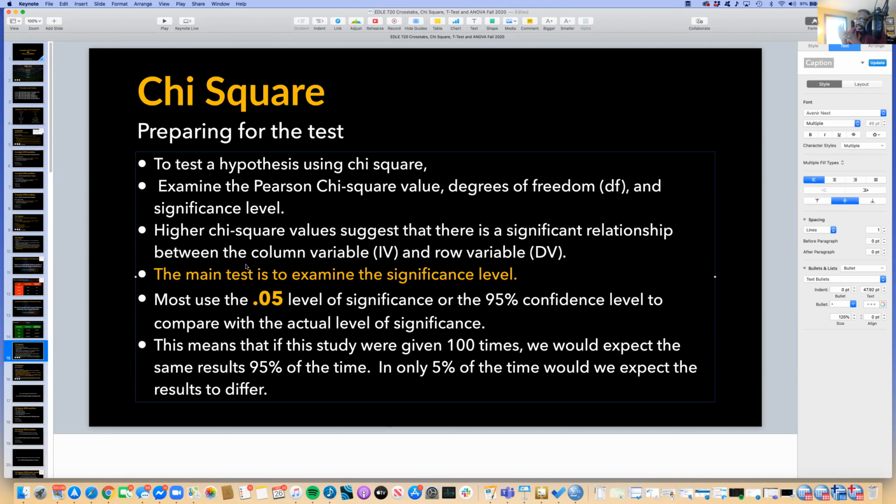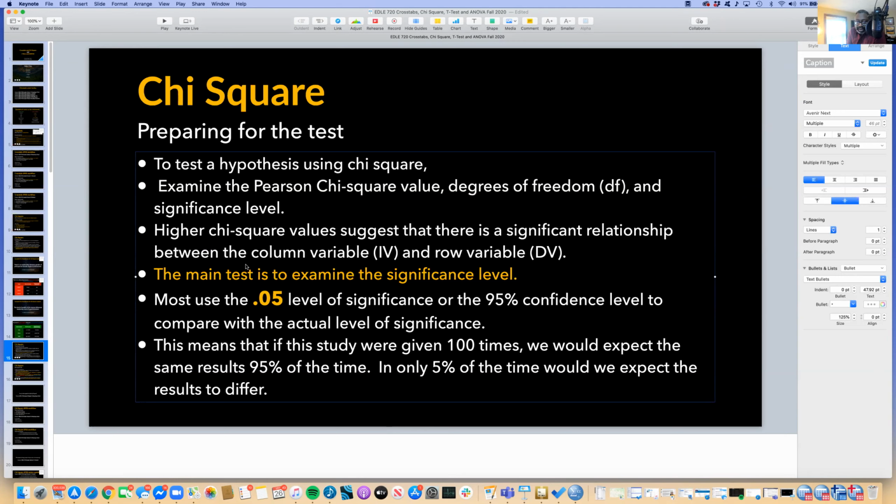is to examine the significance level, the p-value. That is the most important statistic in a chi-square test. Chi-square values are important, and higher chi-square values obviously indicate that there's a significant relationship. But none of that matters. You can have the highest chi-square value in the world, but if your significance level is above 0.05, it doesn't matter at all. So the most important part of a chi-square test is the significance level, and that's pretty much true through anything that we do moving forward.